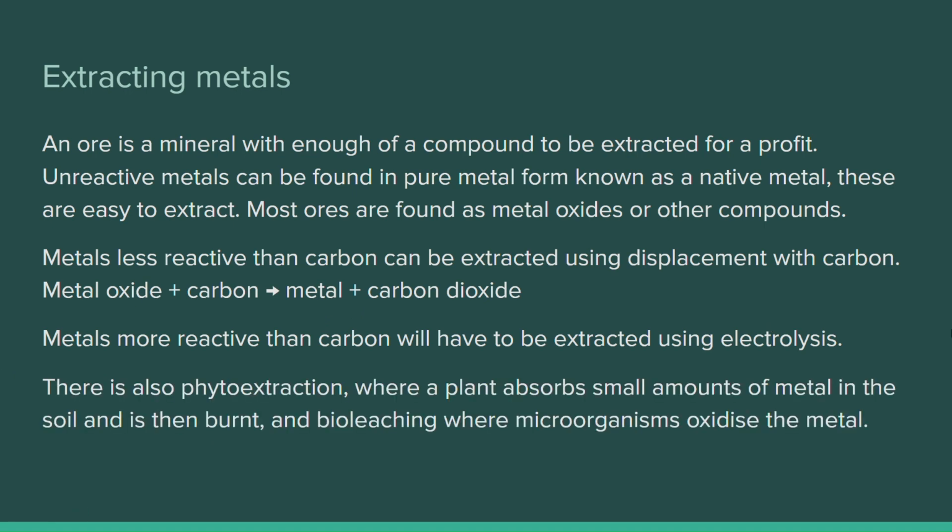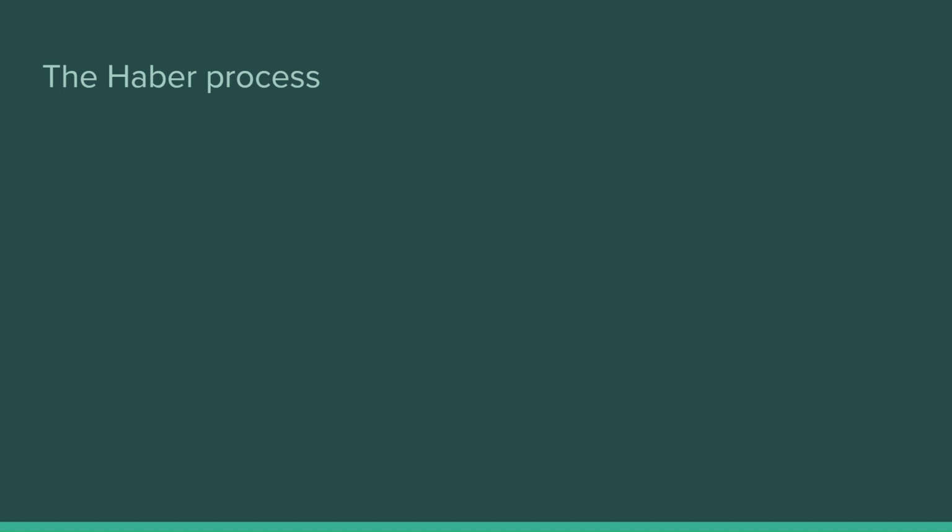And there's also phytoextraction, where a plant absorbs small amounts of metal in the soil, and then they burn the plant so they can get that metal. And bioleaching, where little microorganisms oxidize the metal so it can be extracted using displacement.